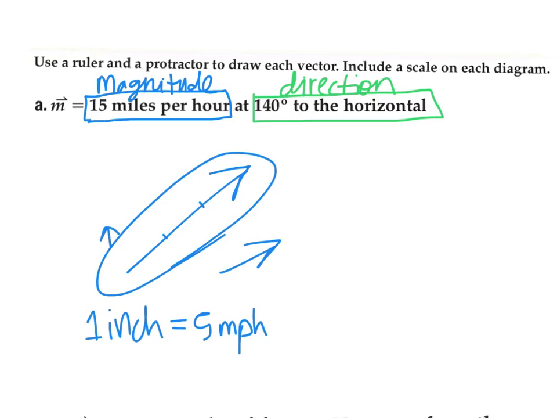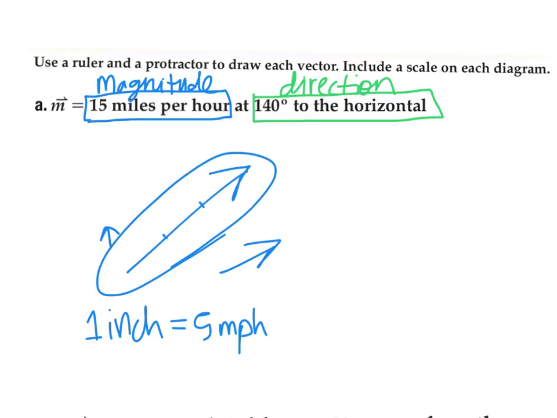Okay, now let's talk about the direction. Is the line that I drew and circled 140 degrees to the horizontal? No, it's definitely not. So we're going to need to change it, and we're going to need to figure out how to draw a line that's 140 degrees to the horizontal. Now, if you look at the directions at the top, it says use a ruler and a protractor to draw each vector. So technically we're supposed to have a protractor here.